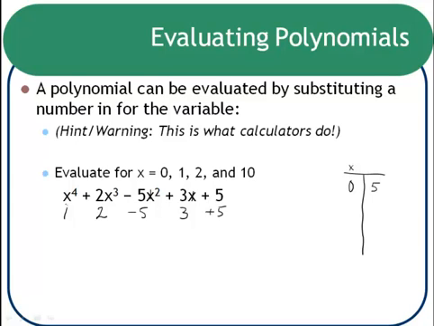Plugging in a 1 is pretty easy to do too. Basically, if you look here, it's just the coefficients of each of these. That's what you end up getting when you plug in a 1. So to evaluate this by plugging in 1, you can do a shortcut and just do 1 plus 2 minus 5 plus 3 plus 5. If you can do that all in your head, then you can do this evaluating in your head. 1 plus 2 is 3. 3 minus 5 is negative 2. Negative 2 plus 3 is 1. And 1 plus 5 is 8.